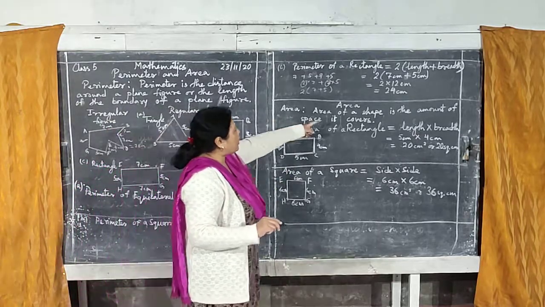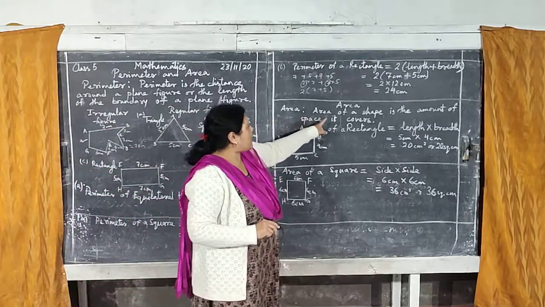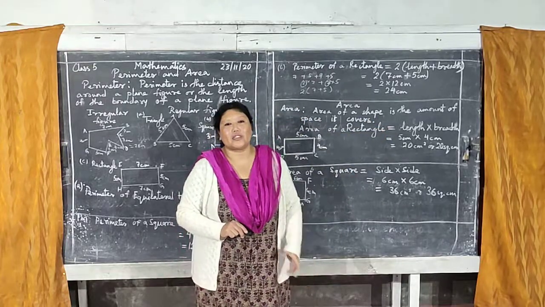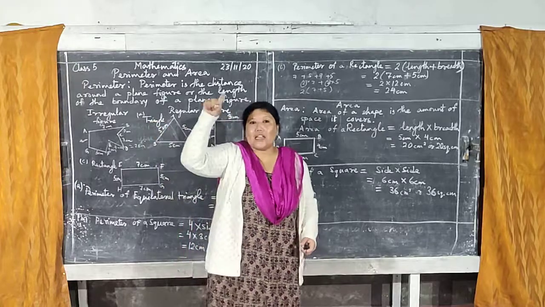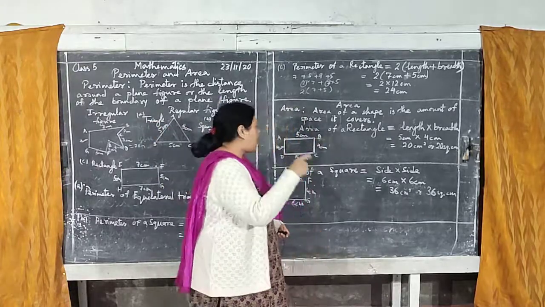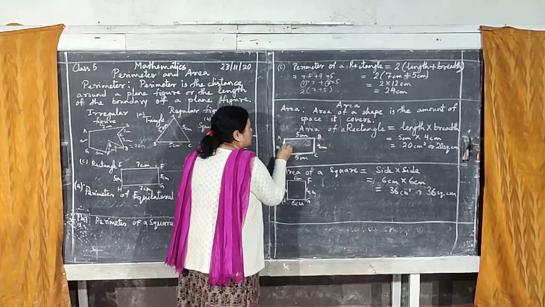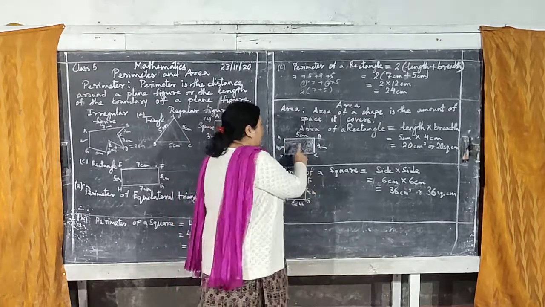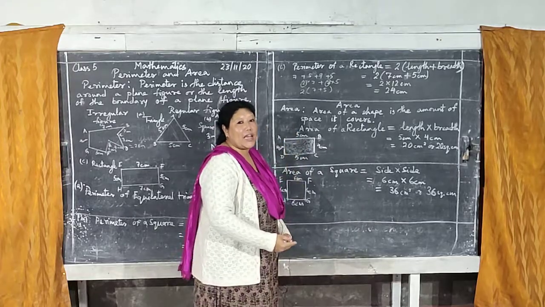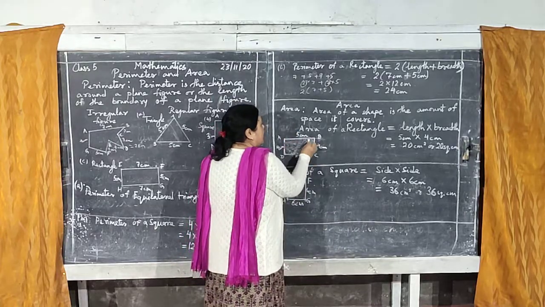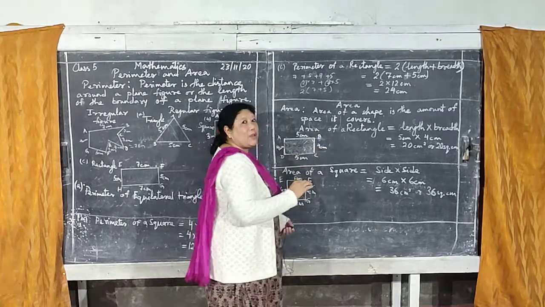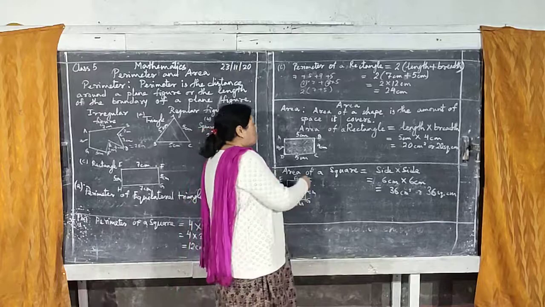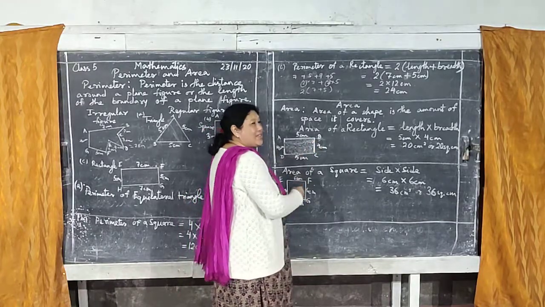Now let's come to area. Area of a shape is the amount of space it covers. Here we did the boundary only. Now area means this inside portion. How much space a plane figure has, how much space it covers, how much space is in that figure. So that is called area.